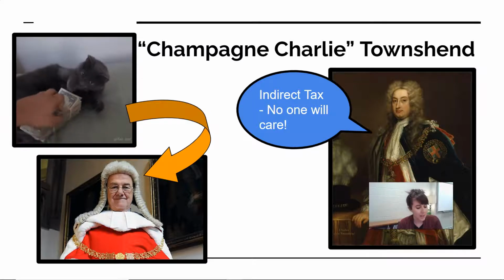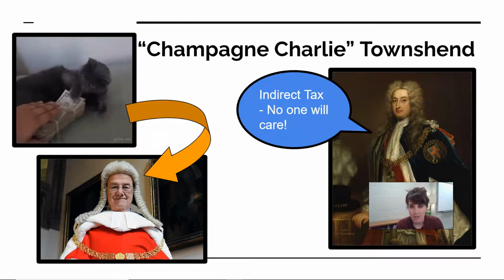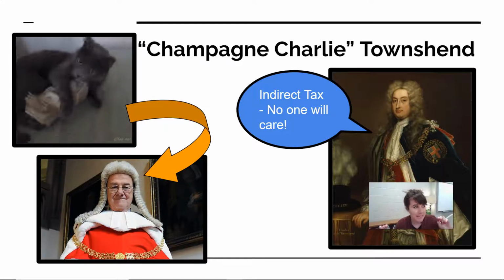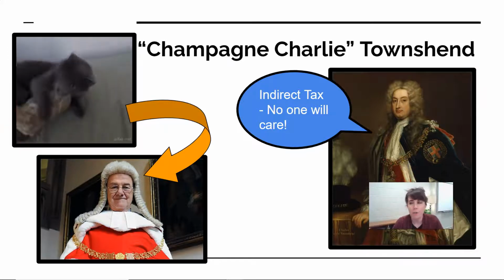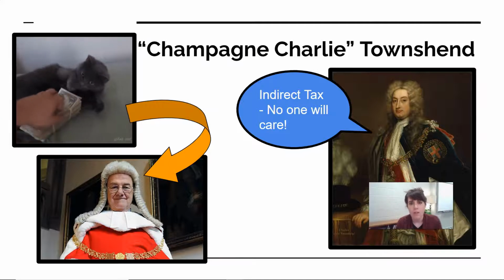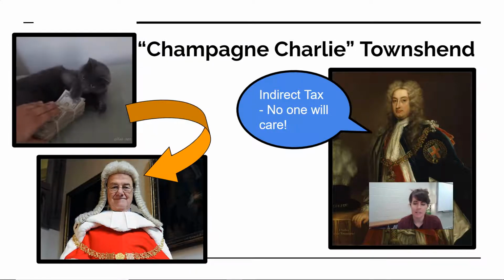But he was saying, you know what, I got this great idea, right? We need money, and the colonists don't like taxes. So why don't we make an indirect tax? If we make the tax indirect, no one will notice, no one will care. So, what is an indirect tax? An indirect tax is like a customs tax.